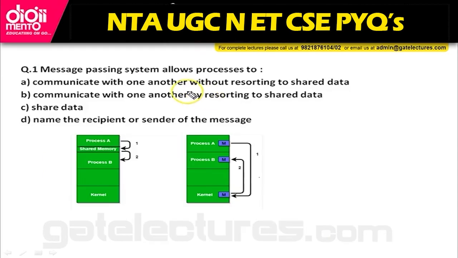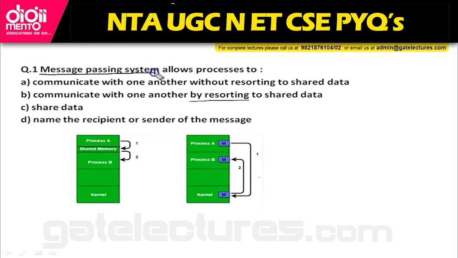Okay, so we have our next question, which says: a message passing system allows processes to communicate with one another without resorting to shared data, share data, or name the recipient or sender of the message. Before coming to this question, let me just give you a brief idea about what all these are.